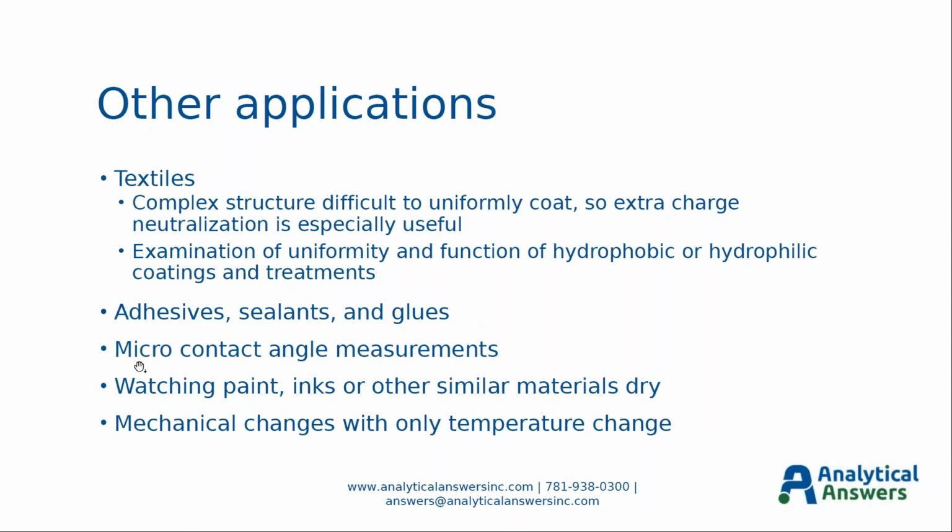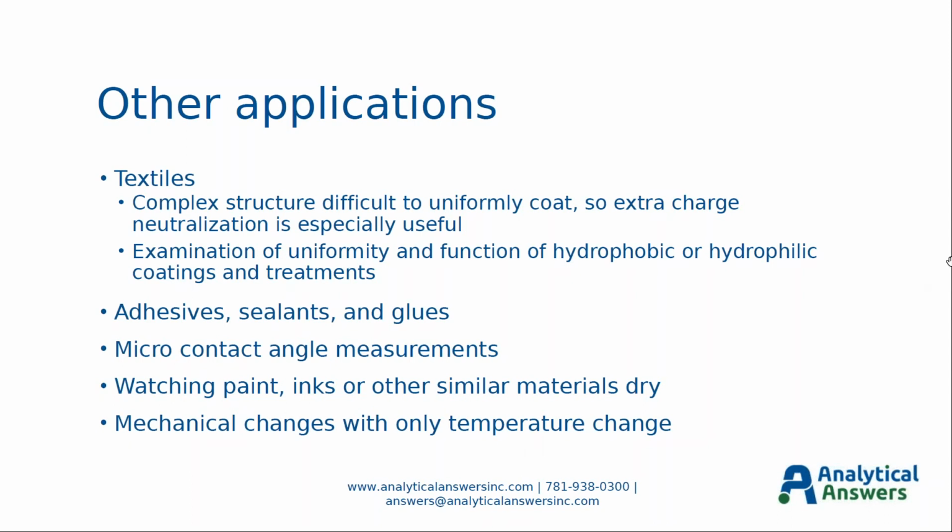You can get water droplets to form on small components and do micro contact angle measurements if you have samples where it'd be impractical to do it with a standard contact angle setup. You can watch paints, inks, and other materials dry and see what type of microstructures form. And again, you can look at mechanical changes with only temperature change if you don't want to involve water, or it's not an appropriate variable for the types of materials that you want to look at.